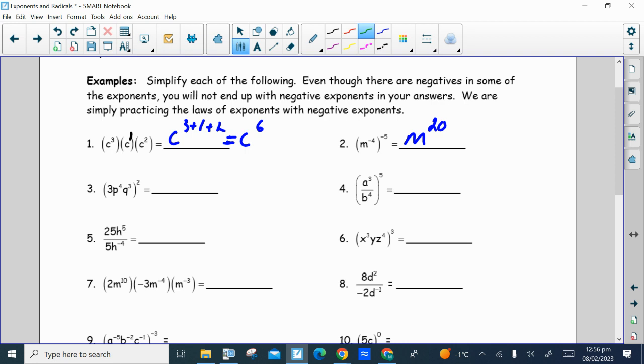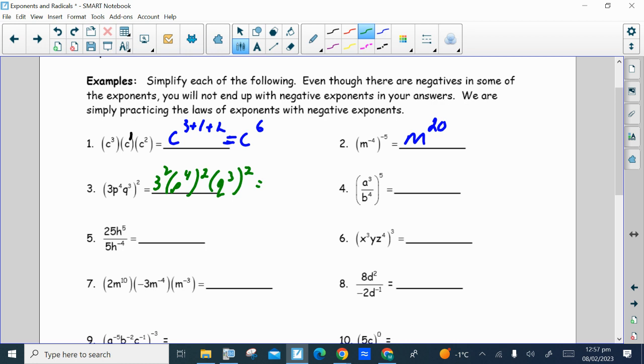Question 3. Everything inside the bracket is raised to the power 2 outside. So the 3 is raised to the power 2. The p to the 4th is raised to the power 2. And the q cubed is raised to the power 2. Now, I don't expect you to write it out like that, but that's exactly what's happening.